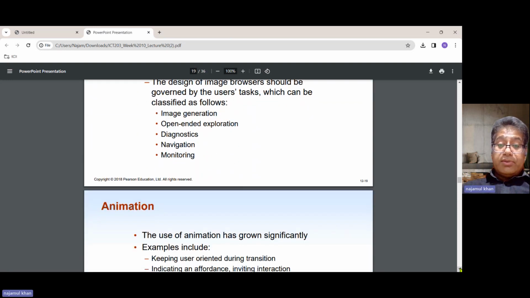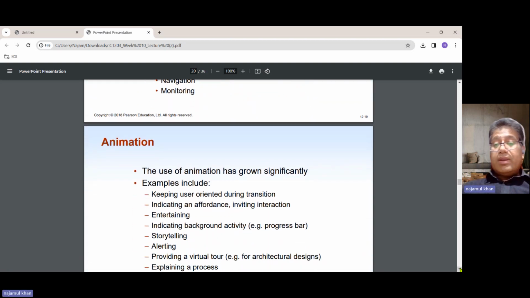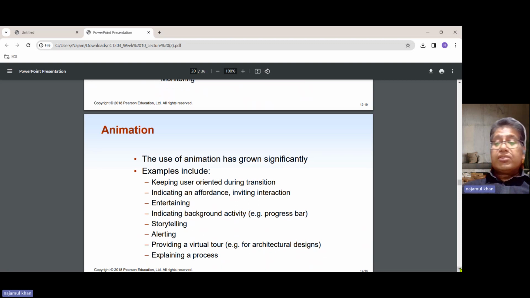Now we're talking about animation, guys. A lot of animations are displayed and they enhance your user's experience. The use of animation has grown significantly. Examples may include keeping the user oriented during transition, indicating an affordance, inviting interaction, entertaining, indicating background activity. That also keeps the user busy, and sometimes happy, sometimes not happy. Who knows? Storytelling, alerting. This is a good thing for alerting the user.